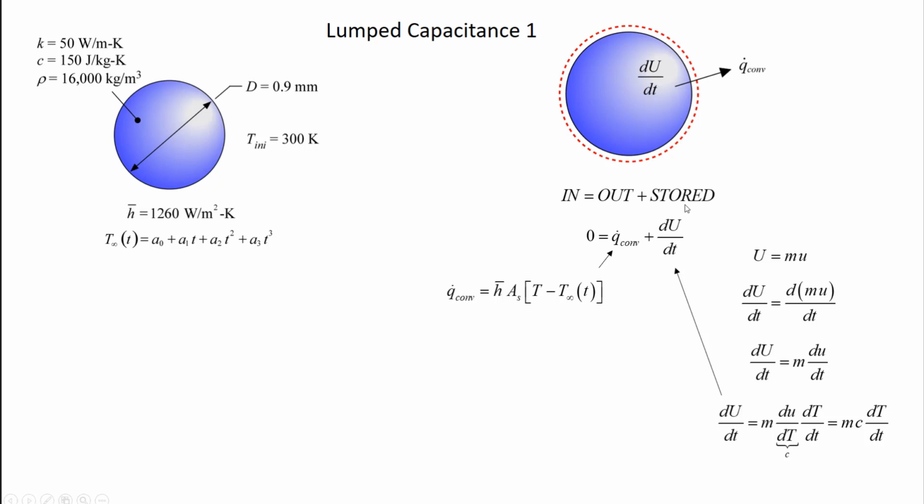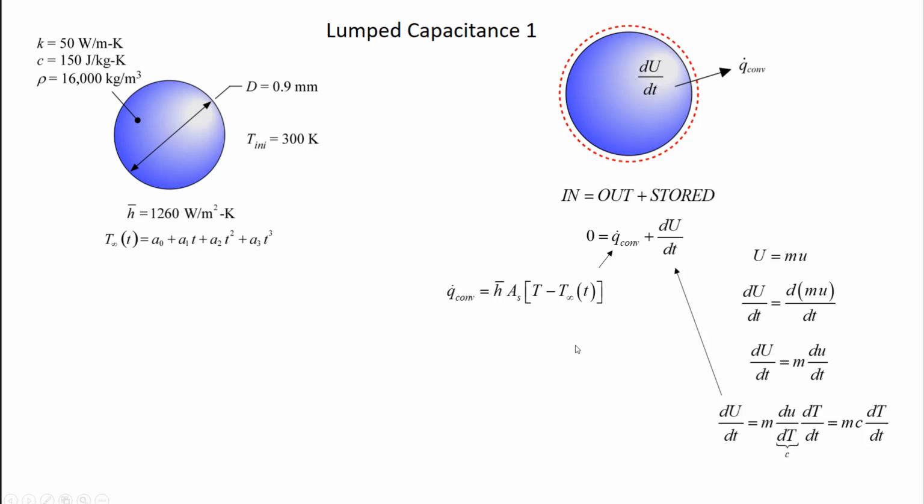This is the first time where I've actually had to keep this stored term, because it's the first time I've had a transient problem. So I don't have anything going in. I have convection leaving, at least that's the way I've chosen to draw the arrow, and then I have stored, which is dU/dt. So this is my ODE written in terms of energy. It makes perfect sense. Again, I have a change in energy storage related to how much energy is being pumped in or lost due to convection.